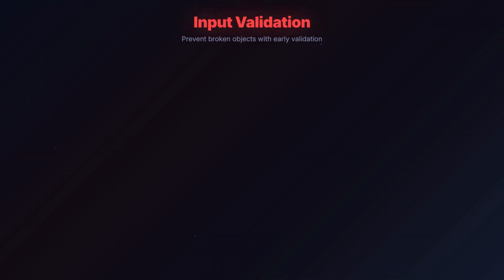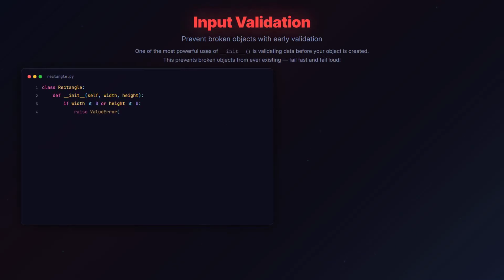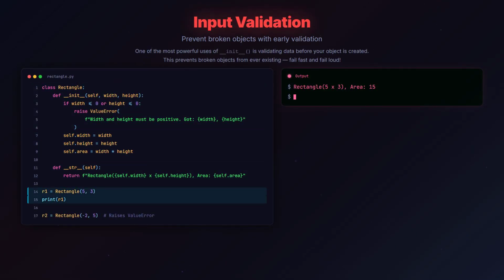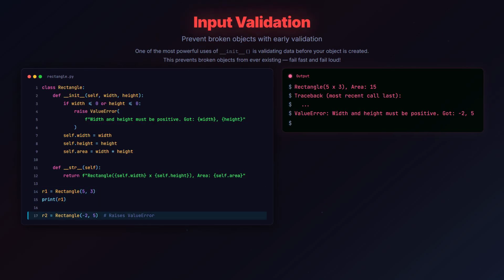One of the most powerful uses of init is validating data before your object is created. This prevents broken objects from ever existing. Look at this Rectangle class. In init, we check if width or height are less than or equal to 0. If they are, we raise a ValueError with a clear message explaining what went wrong. Only if the validation passes do we assign the attributes and compute the area.